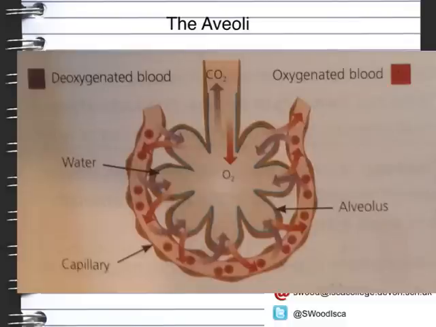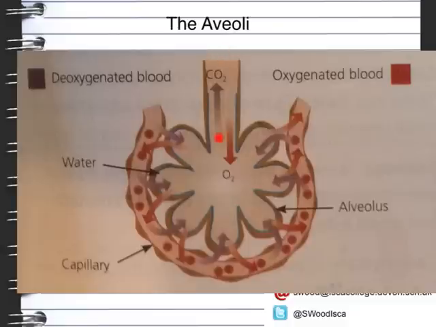Now we can see in here that the oxygen comes in, and that diffuses from the alveoli into the blood, and then it goes around. So we've got oxygenated blood leaving the lungs here, and then we've got the deoxygenated blood entering here, and the carbon dioxide diffusing into here and then leaving.